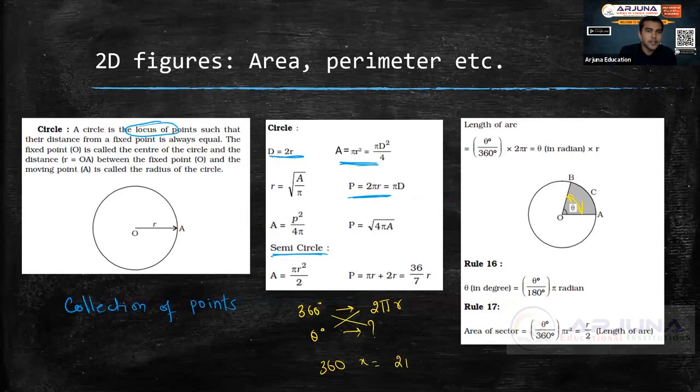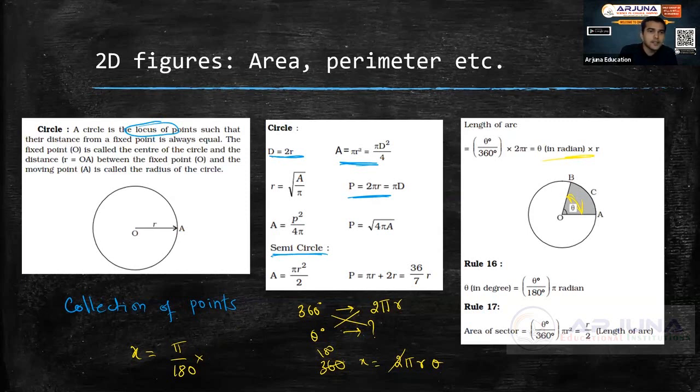So what will x be equal to now? You will get 2 and 180 cancelled, and you will get pi by 180 into theta into r. So what is that, 36 by 7 r? Okay, I'll just explain it. Okay, so this is pi r. Okay, this is pi r by 180.